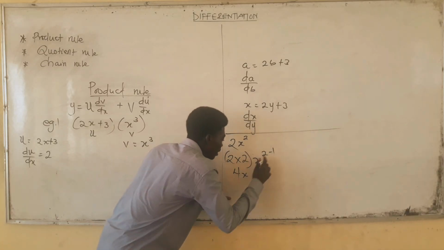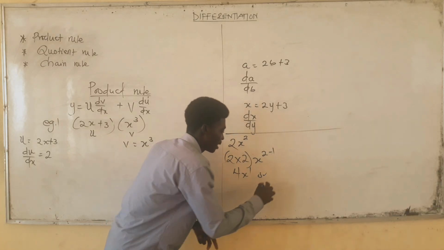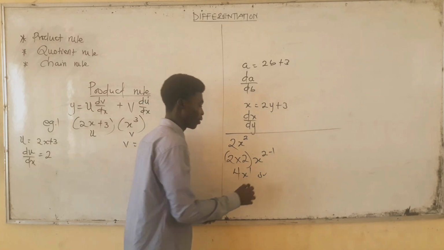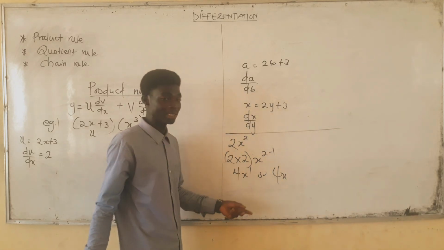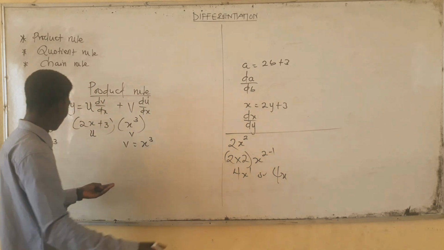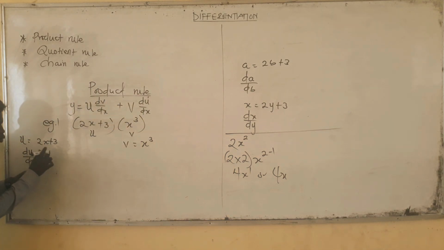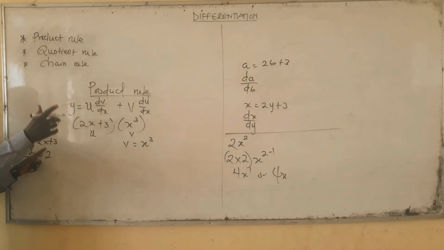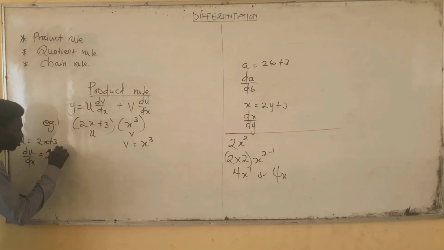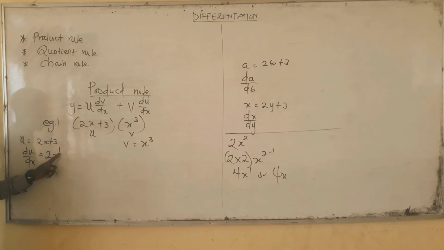So 2 minus 1 is 1. So you can write it as 4x to the power 1, or 4x, which is the same thing. So that is the same thing I did here. So 2 is multiplying x, and in this case, x is carrying an exponent of 1. So we have 2x, so 1, right?